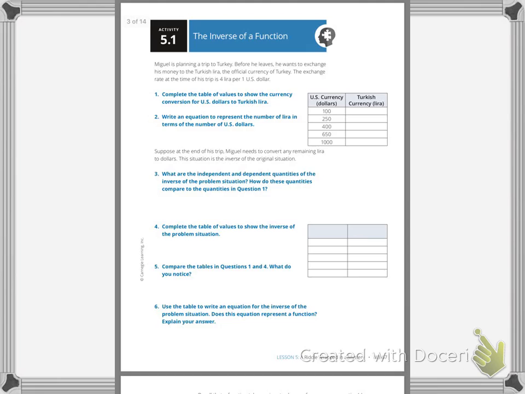Okay, so it says Miguel is planning a trip to Turkey. Before he leaves, he wants to exchange his money to the Turkish lira, not really sure how to say it, the official currency of Turkey. The exchange rate at this time of his trip is 4 lira per $1 US. Complete the table values to show the currency conversion for US dollars to Turkish lira.